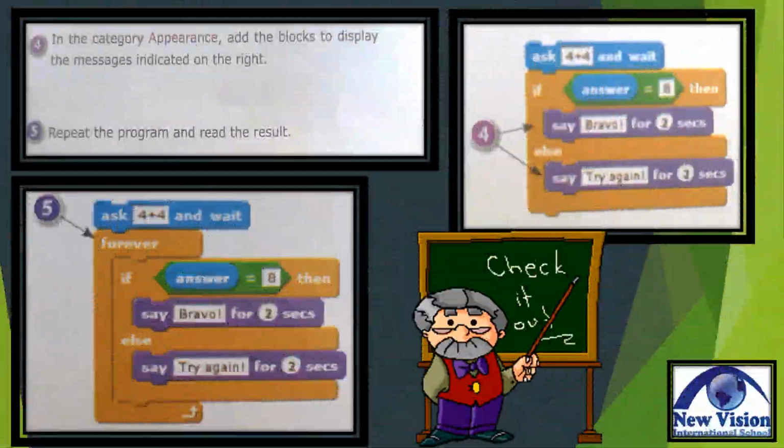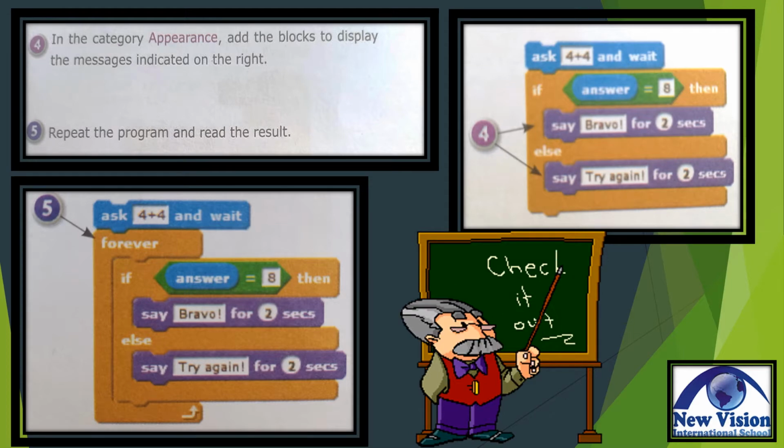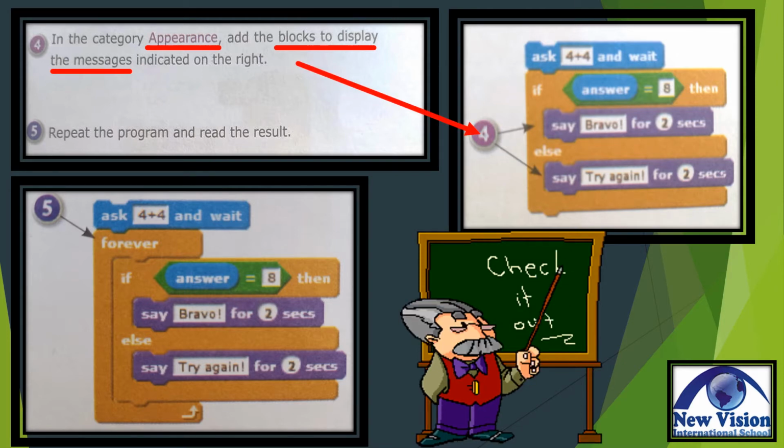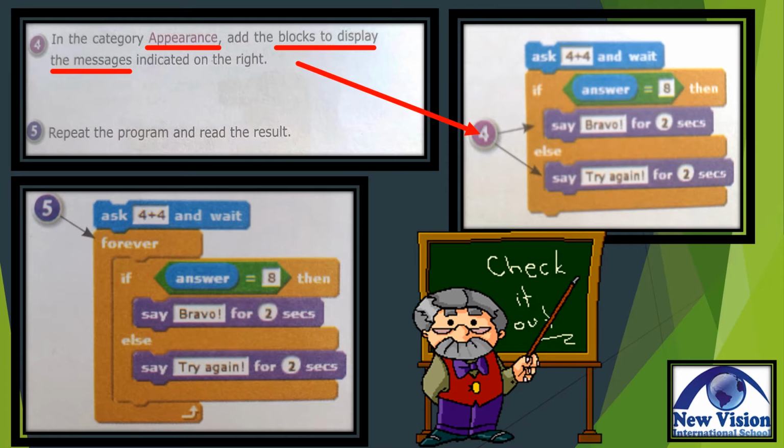For direction number 4, in the category appearance or looks, you should add the blocks in order to display the messages as indicated on the right. And finally, for direction number 5, you should repeat the program and read the result as indicated below.